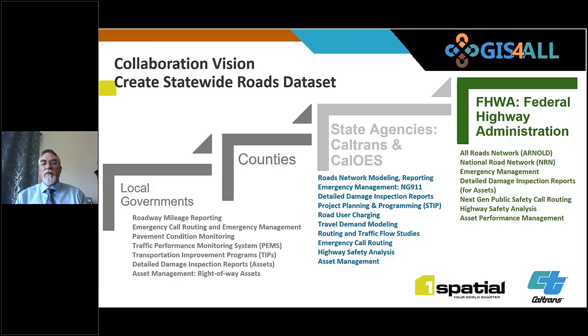This leads to the DOT having out-of-date data on the local road information. This project is the method that Caltrans is using to solve this dilemma and to make sure that we have current, accurate, and quality road data throughout our state. Next slide.